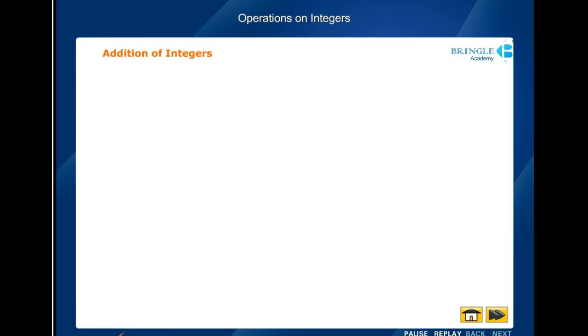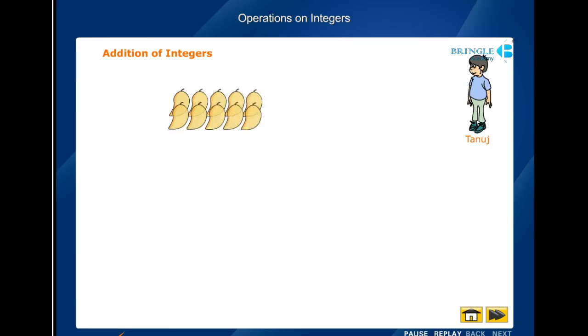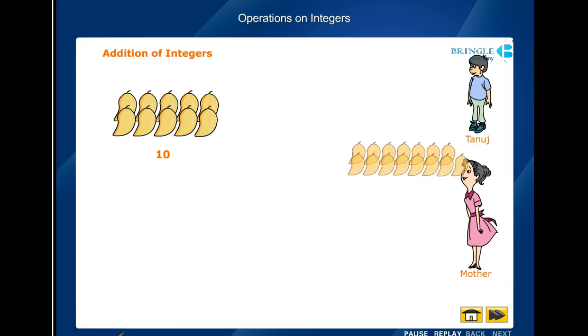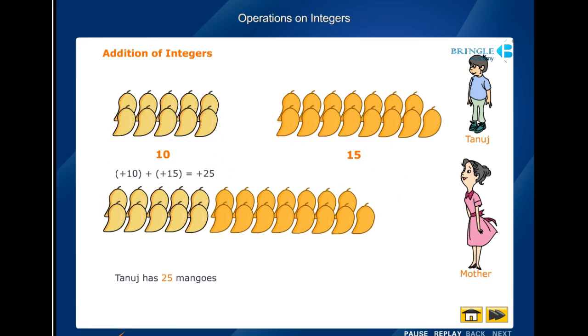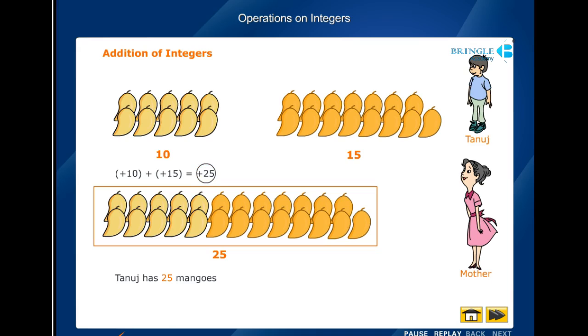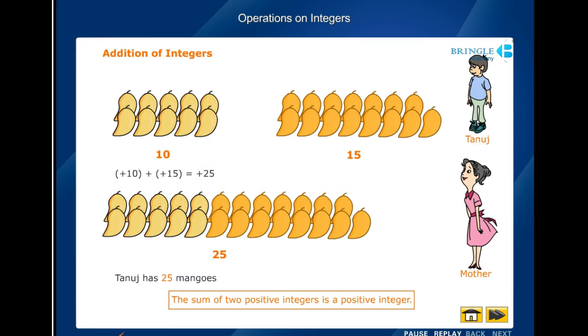Addition of integers. Tanuj has 10 mangoes and his mother gives him another 15 mangoes. He needs to know the number of mangoes he has now. Let us help Tanuj to calculate the number of mangoes he has. Tanuj has plus 10 plus 15 equal to 25 mangoes. Altogether, Tanuj has 25 mangoes. From this, we learn that the sum of two positive integers is a positive integer.